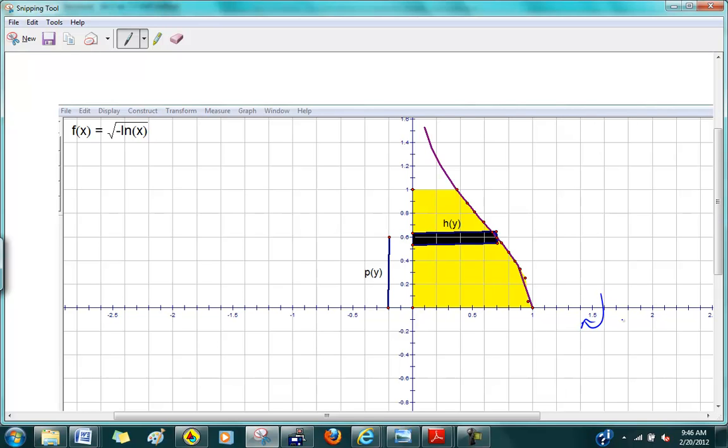Remember from the descriptions we talked about earlier, or at least saw in the book, that p(y), since our rectangle is horizontal, is the distance of the midpoint of the rectangle from the axis of rotation. So this is p(y), and h(y) is the height of the rectangle. The curve that we were originally given was x equals e to the minus y squared, and I'll leave it up to you to see how I got that.